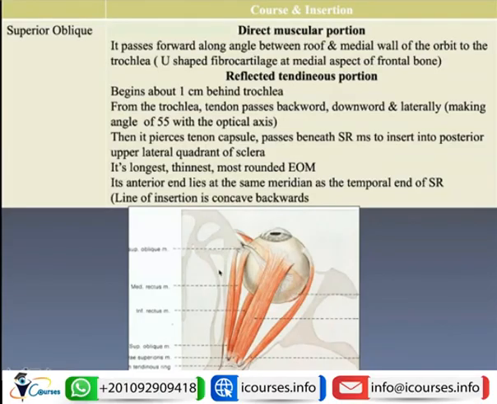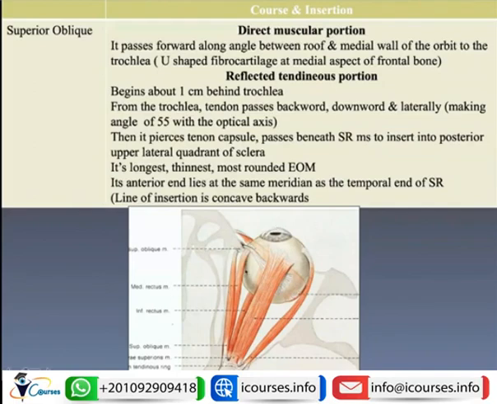The muscle is formed of 2 main parts, the direct muscle part and the reflected tendinous part. So this tendon starts 1 centimeter behind the trochlea. So remember that the tendon of the superior oblique starts 1 centimeter behind the trochlea, while the aponeurosis of levator starts 1 centimeter behind the orbital septum.